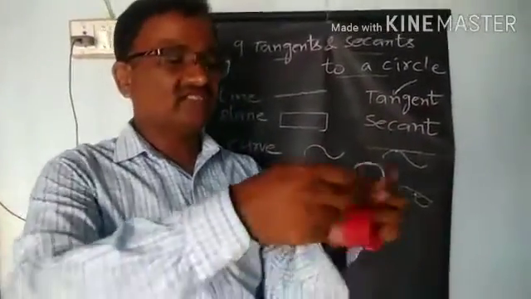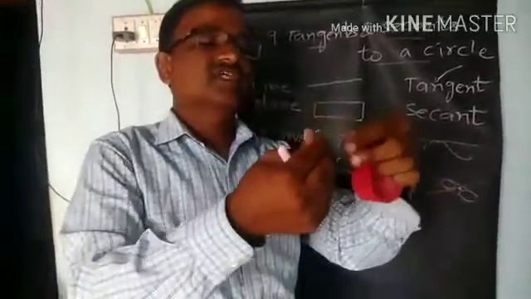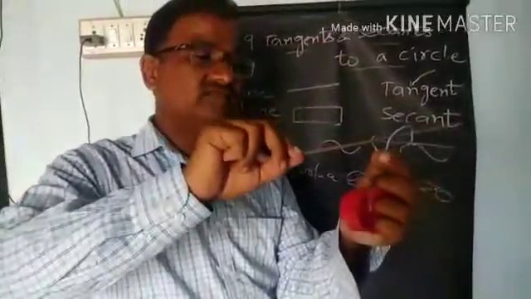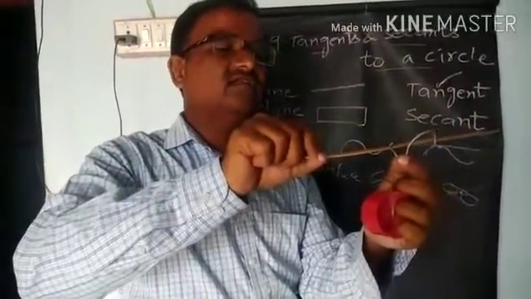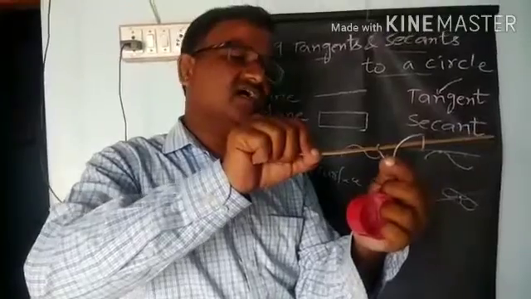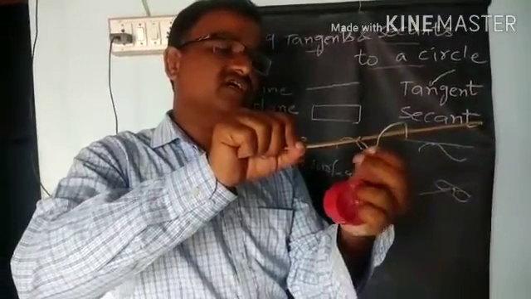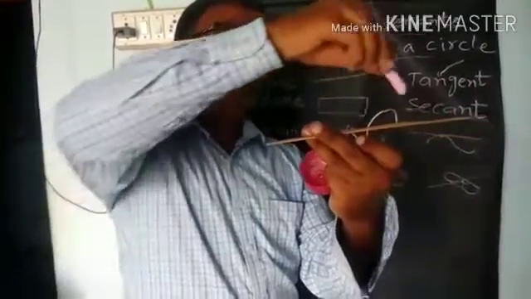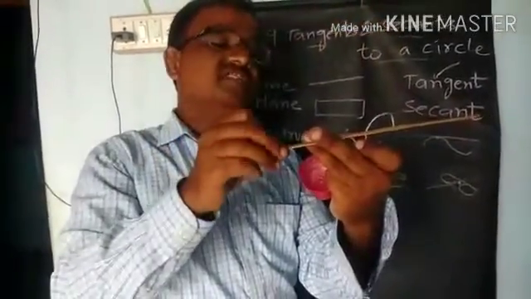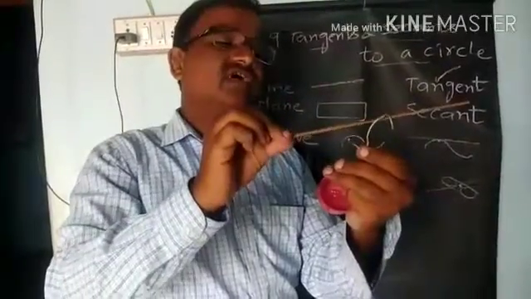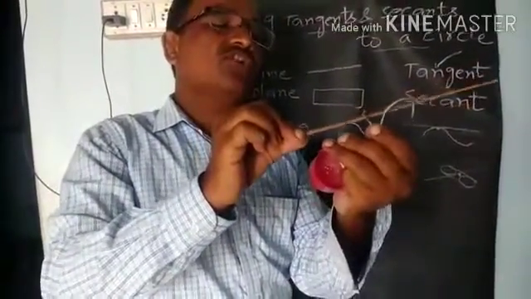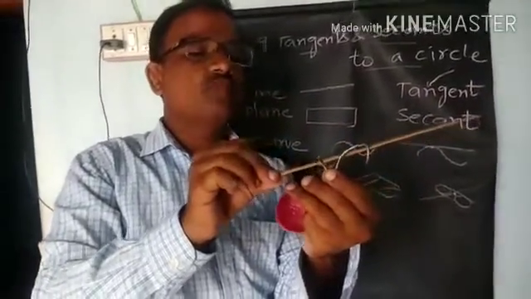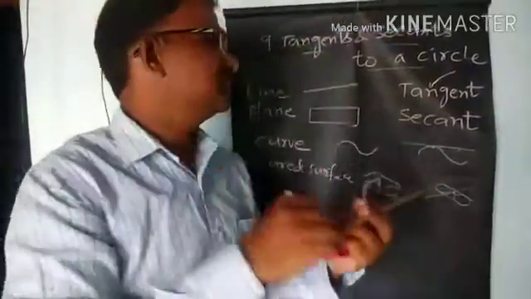Sometimes the curve may be like this. This is also a curve. Now if I take this line, it intersects the curve at 3 points, isn't it? See here, 1, 2, 3. That means a line that intersects the curve at 2 or more than 2 points is said to be secant.